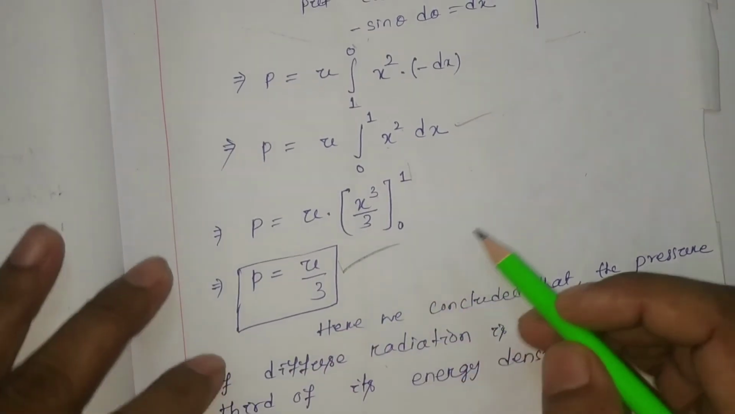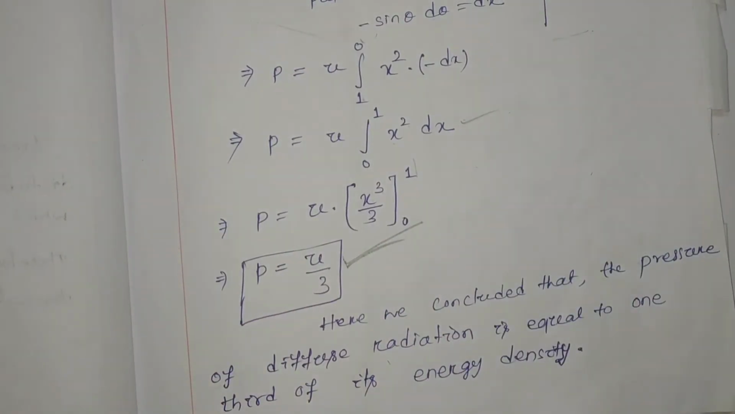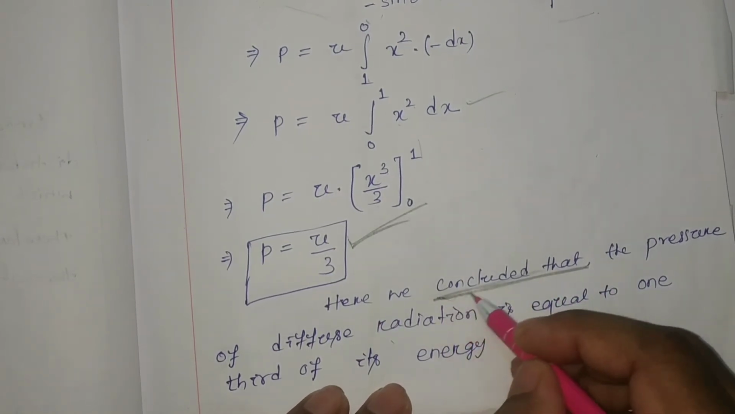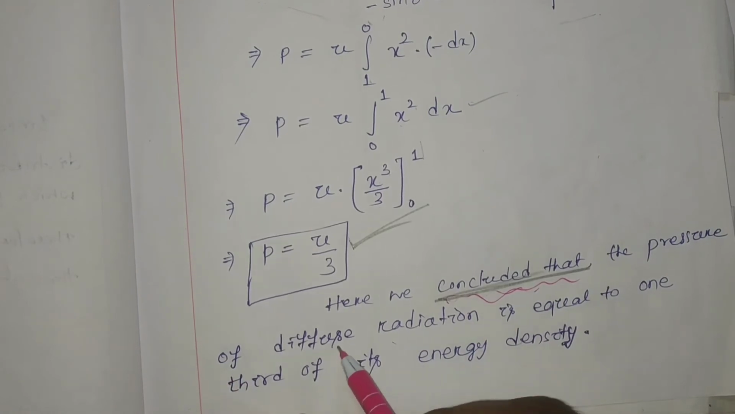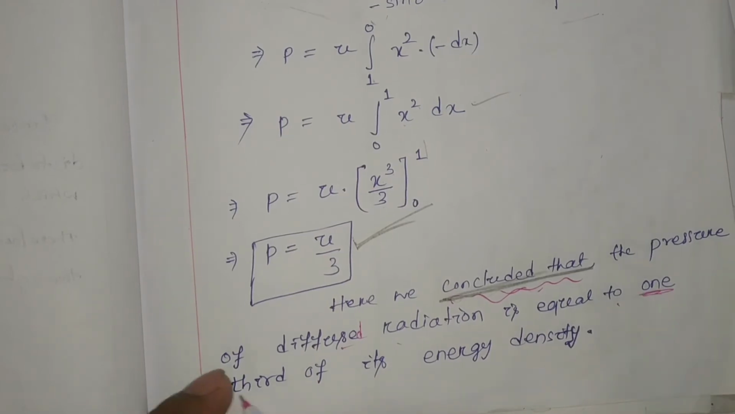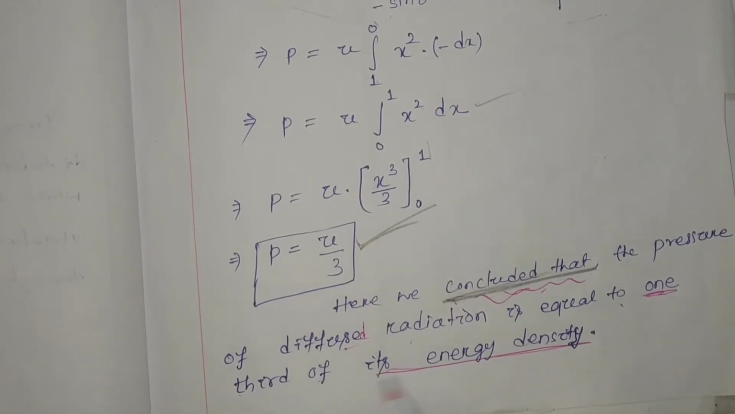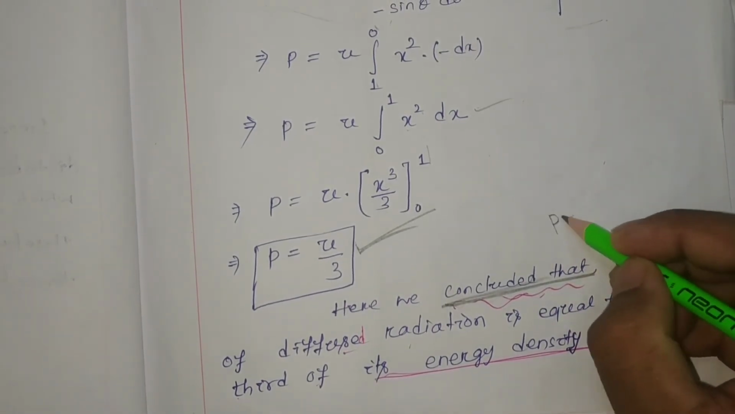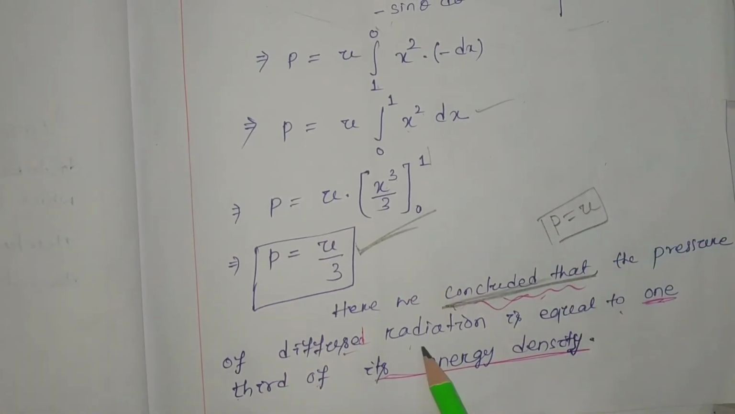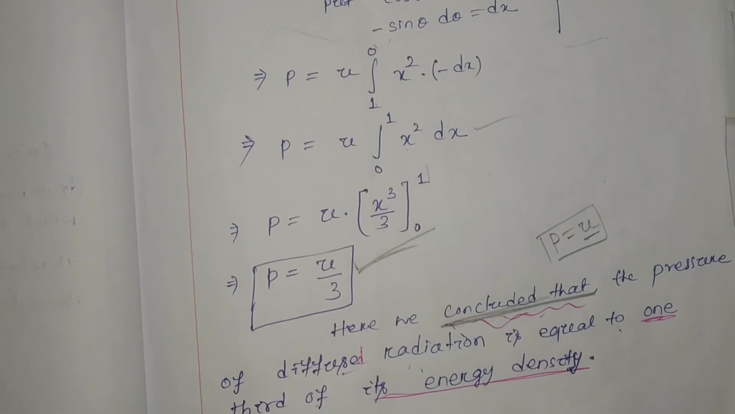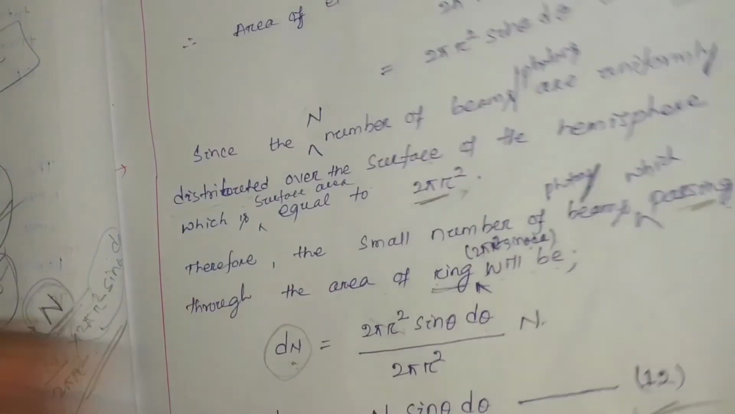This is one of the interesting results that we found at last. Here we concluded that the pressure of diffused radiation is equal to 1/3 of its energy density. But for normal incidence, it is equal to the energy density: P equal to U. For diffused radiation, it will be equal to 1/3 of the energy density. So this is all about radiation pressure.